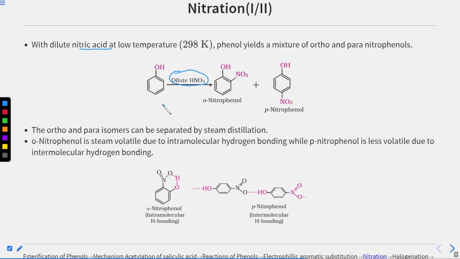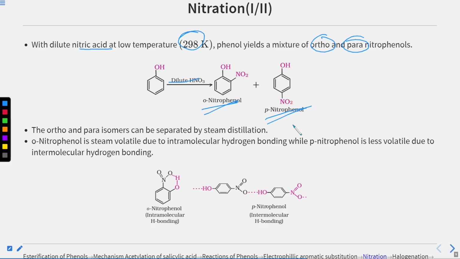You know what is the meaning of nitrating mixture? It is just the mixture of HNO3 and H2SO4. But since the ring is already activated by the OH group, we do not need any such mixture. Instead of that, we only need dilute HNO3. So as you treat it with dilute HNO3 at low temperature, that is 298 Kelvin, you get o-nitrophenol and p-nitrophenol. So we get a mixture of ortho and para. Here is the ortho one and this is the para one. So we get a mixture of both.